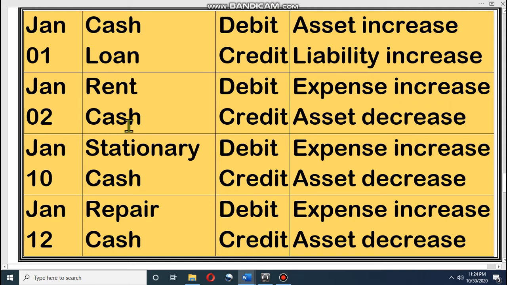And on the other hand, cash is our asset. If an asset decreases, then it is credit.